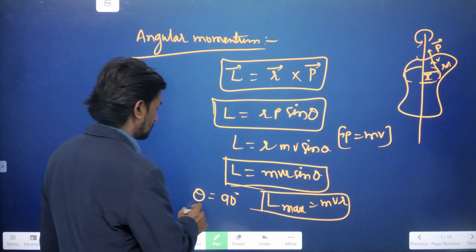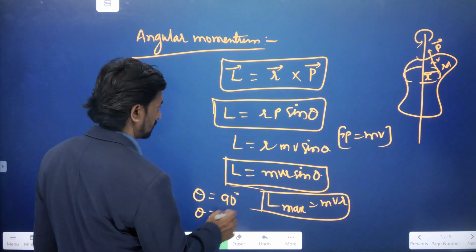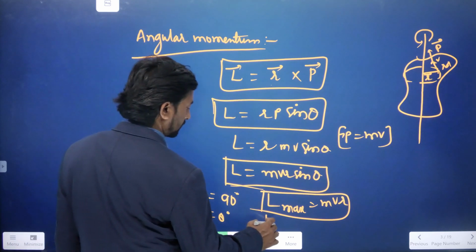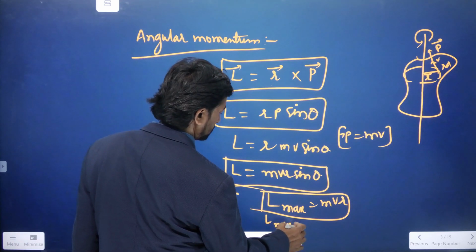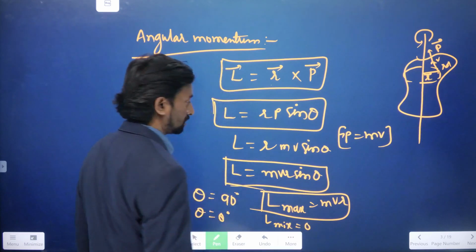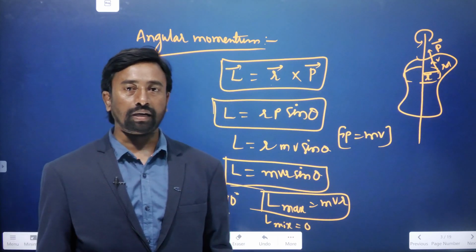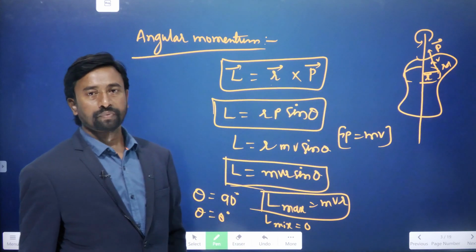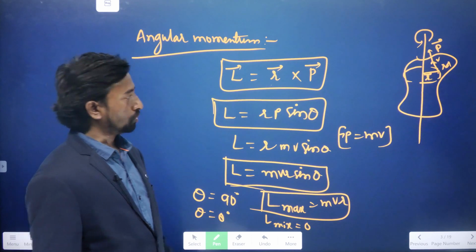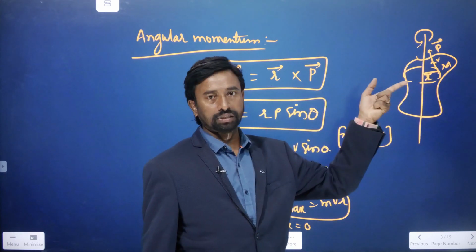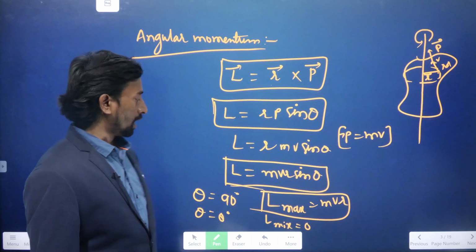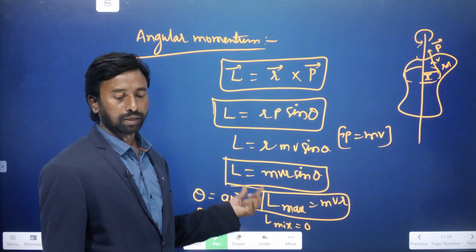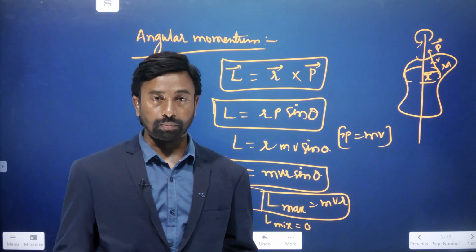Suppose theta is equal to 0 degrees. Sin 0 is 0, so we get the minimum value. L minimum is 0, meaning that if the linear momentum is parallel to the perpendicular distance, then no angular momentum takes place. That is the minimum angular momentum. So this is about the angular momentum.